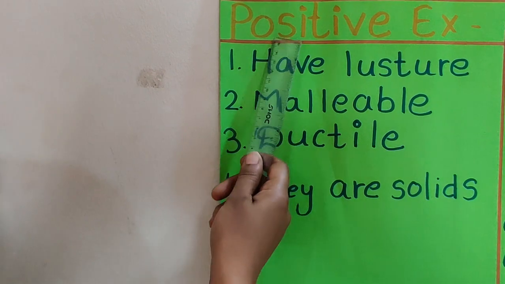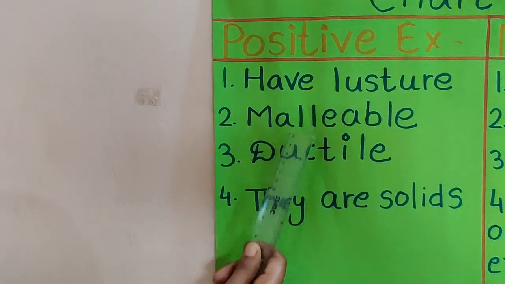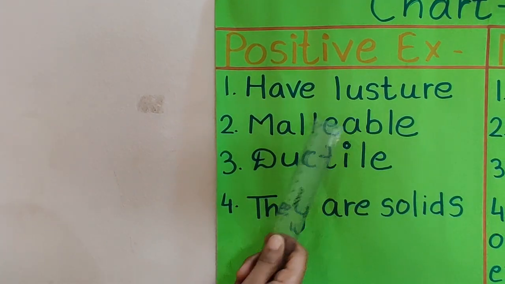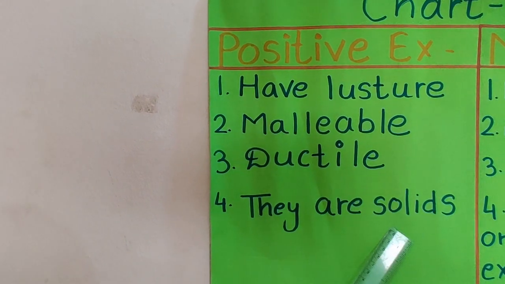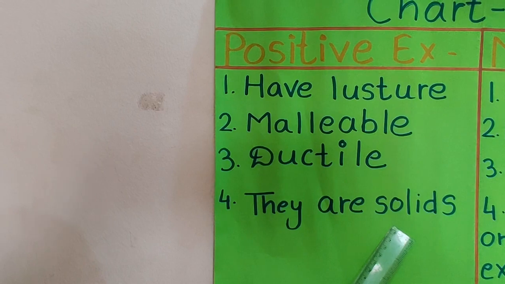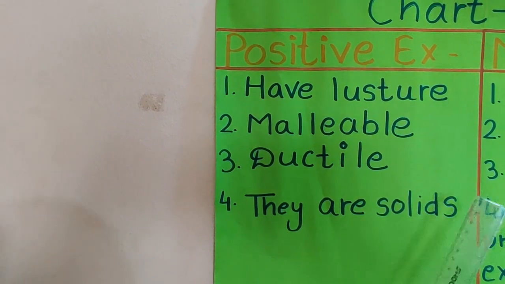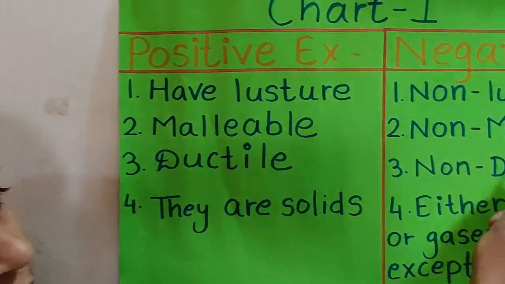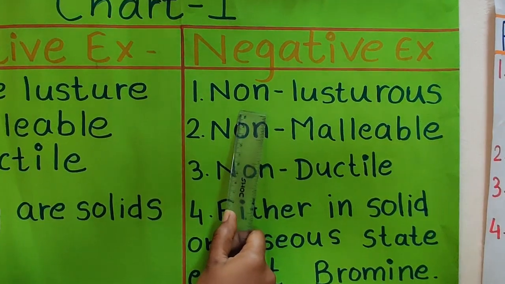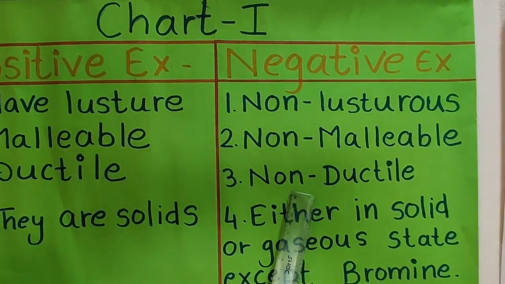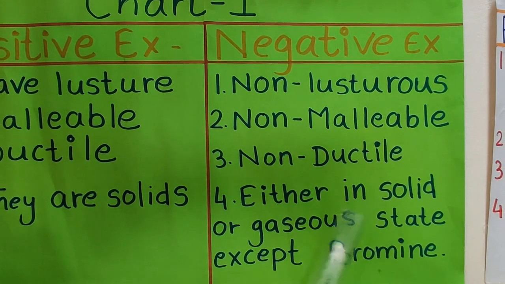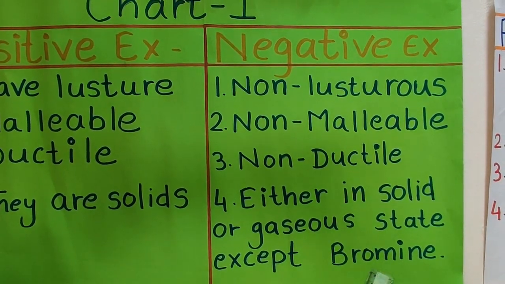Can you read some positive examples? Yes, ma'am. They have luster, they are malleable, they are ductile, they are solids. Yes, very good. And now I am showing some negative examples also. Can you read? They are non-lustrous, non-malleable, non-ductile. They are either in solid or gaseous state except bromine.